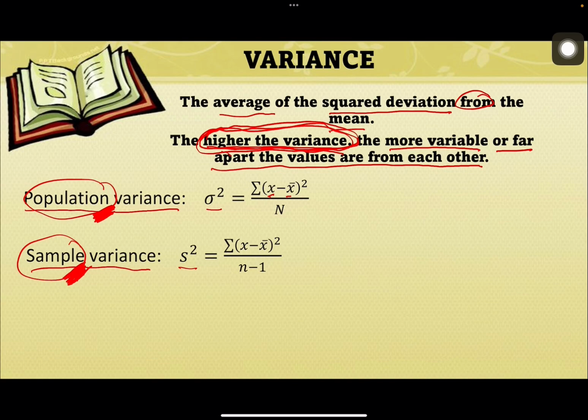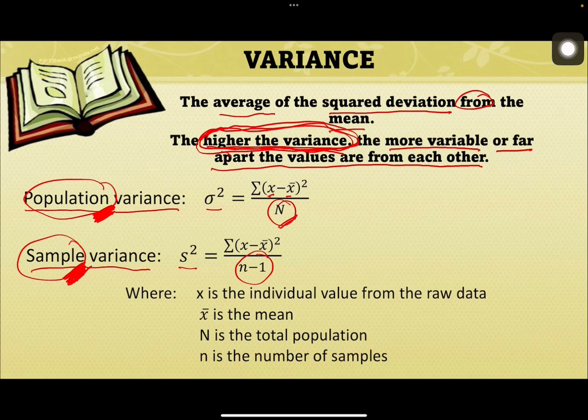Pero pag variance, makikita nyo yung kanilang denominator magkaiba. I mean, pag sample variance, n minus 1 ang nasa denominator. While pag population, ang n ay yung capital letter N because buo ang population. So, let's use the formula.